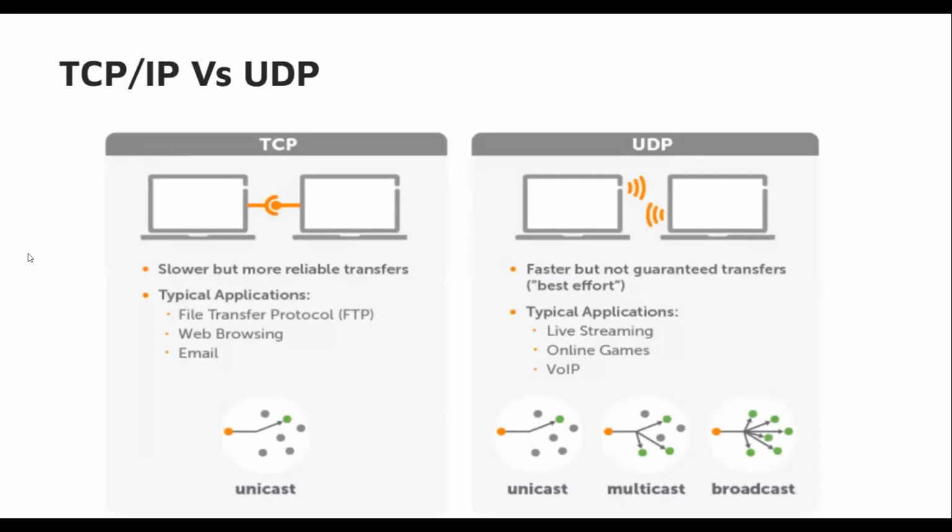Okay, so some basic differences between TCP and UDP. TCP is a one-to-one connection-oriented protocol. Here we go for unicast, multicast, and broadcast kind of thing. It is slower but a more reliable transfer. As you can see, UDP is faster, but you cannot guarantee that complete data will be transferred. File transfer, FTP, and web browsing are applications you can do with TCP. Live streaming and online games we can go with the UDP protocol.